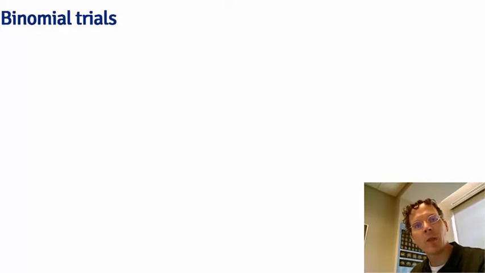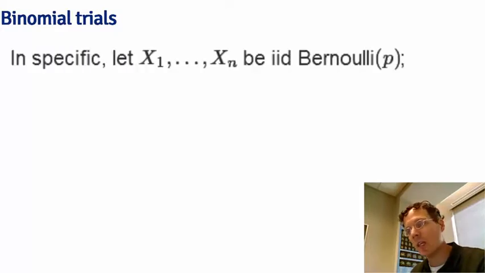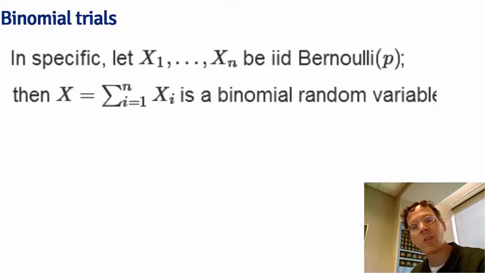A binomial random variable is obtained as the sum of a bunch of IID Bernoulli random variables. So ostensibly, a binomial random variable is the total number of heads on the flips of a potentially biased coin. Mathematically, let's let x1 to xn be Bernoulli p, then x, the sum of them, is a binomial random variable.